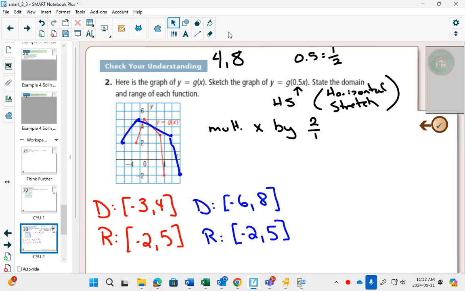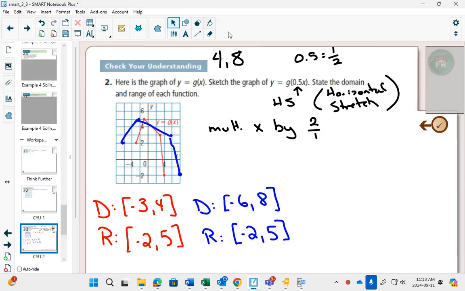So we'd already talked about x's are liars. So this 1/2 being inside the function, 1/2 of course is a fraction. That means you're going to multiply by the reciprocal, which is 2 over 1. You could just write x by 2.